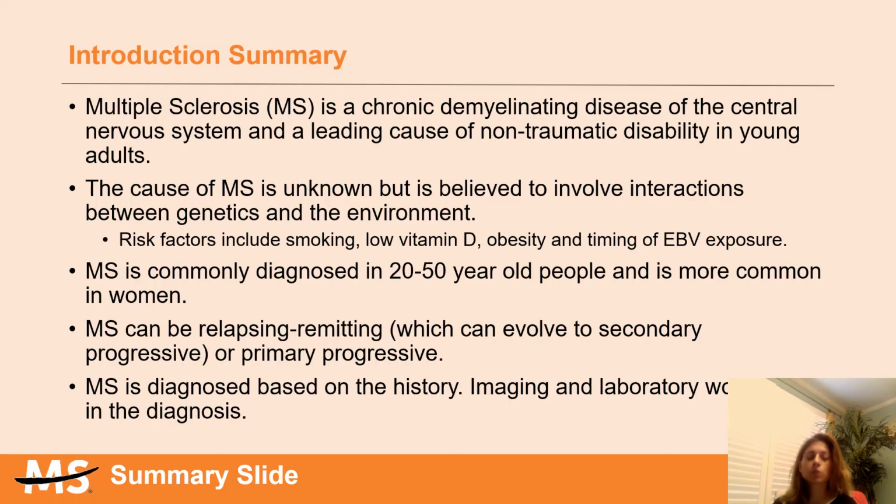So to summarize, multiple sclerosis is a chronic demyelinating disease of the central nervous system and a leading cause of non-traumatic disability in young adults. The cause of MS is unknown, but is believed to involve interactions between genetics and the environment. Risk factors include smoking, low vitamin D, obesity, and timing of EBV exposure. MS is commonly diagnosed in 20 to 50 year old people and is more common in women. MS can be relapsing remitting, which can evolve to secondary progressive or primary progressive. MS is diagnosed based on history, imaging, and lab workup.